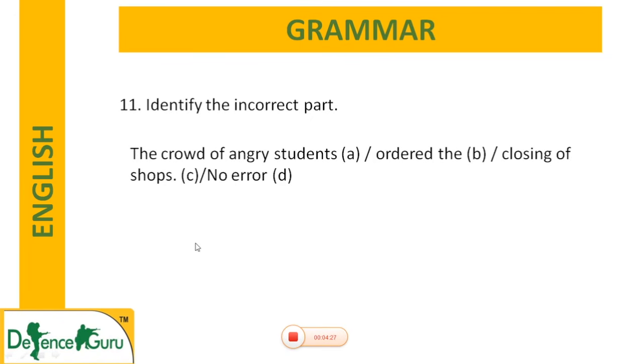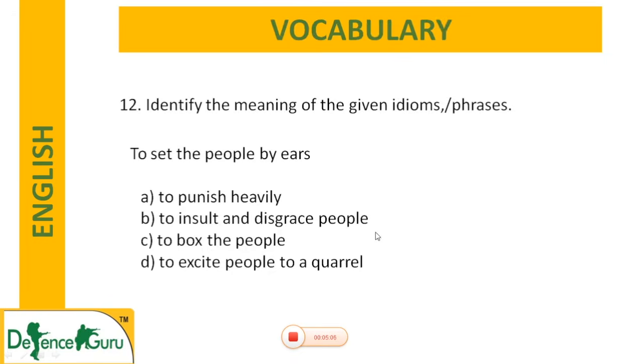Now you have to find out the error in this sentence. The sentence is: the crowd of angry students ordered the closing of shops. Now here the point is, the word crowd is a group of people who are collected somewhere with a particular purpose. People who are angry, that group is not said to be a crowd, that group is said to be a mob. So here the word is not appropriate. In place of crowd, the word mob will be there. So mob is the group of people who are angry, those who are agitated. So option A is the right option.